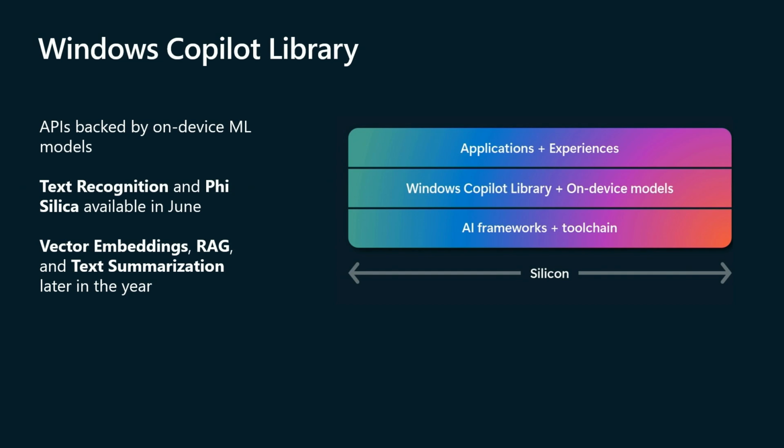Another really cool thing that we announced this Build is a set of APIs that we shipped, so you don't have to add models to your application. All you have to do is call an API and inference a model while running your application. So we're shipping 2 APIs in June, I believe, and more coming later this year.